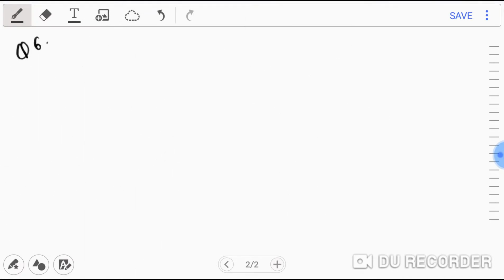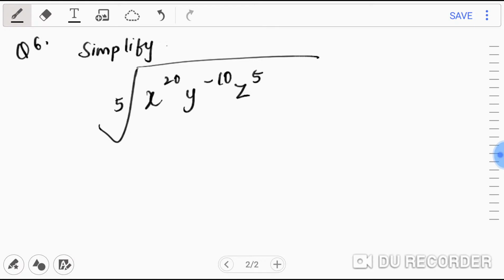Question number 6 says simplify x raised to 20, y raised to minus 10, z raised to 5 under root. Okay, this is the fifth root, and divided by x raised to 3, y raised to 3. Now what does this fifth root mean?